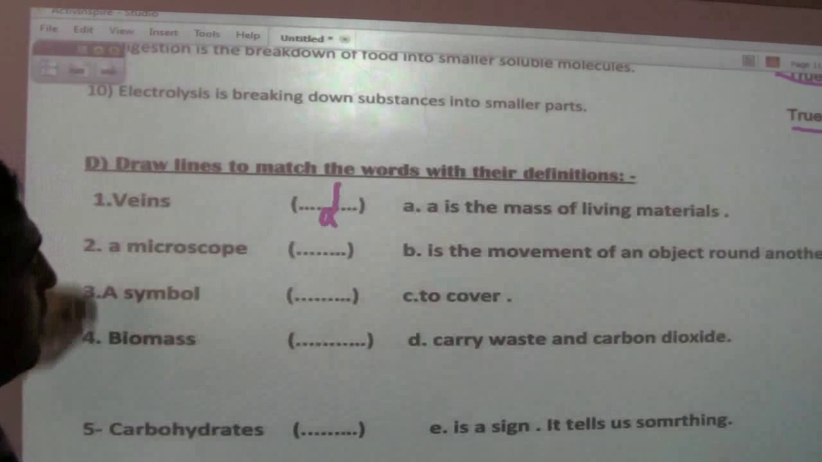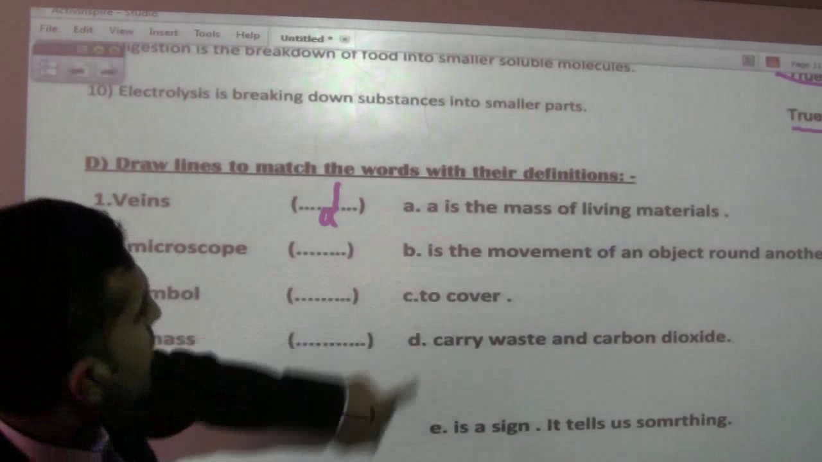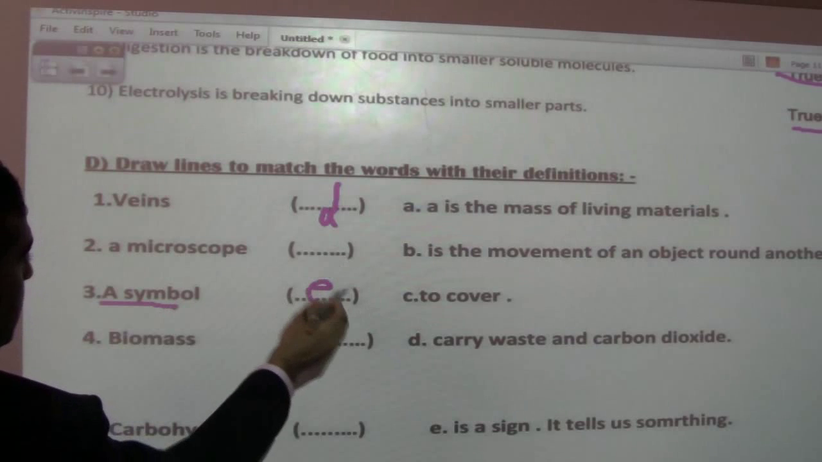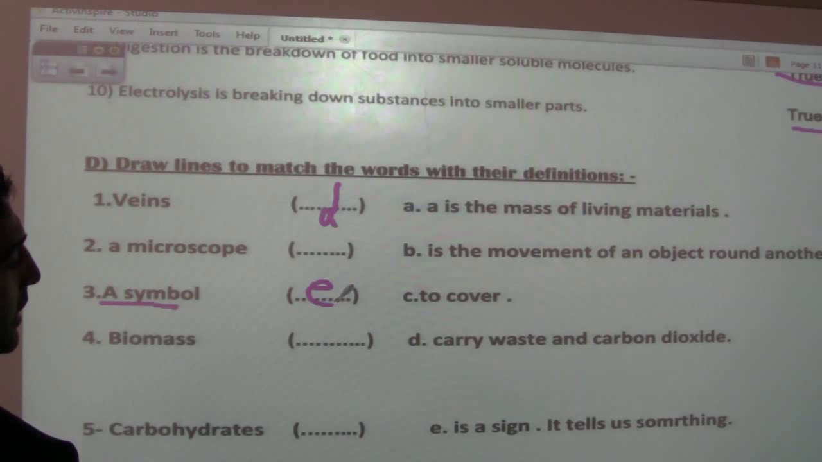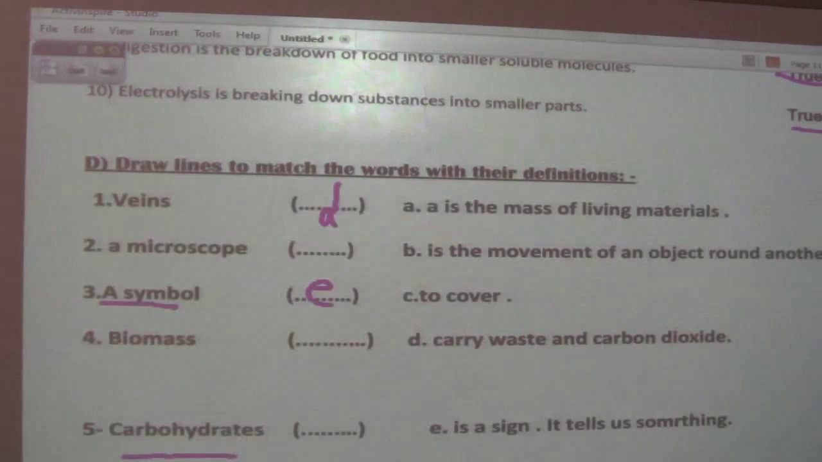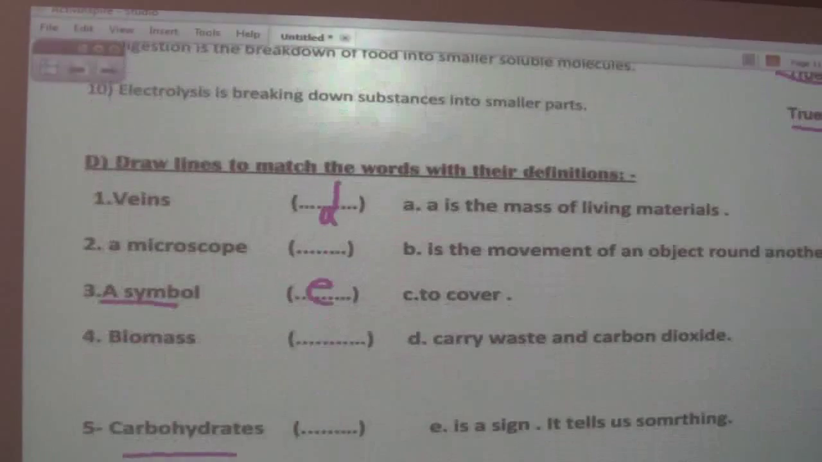Yes. No. Yes. A symbol here. Yes, it's a sign. Okay. Carbohydrates. Yes. Okay.